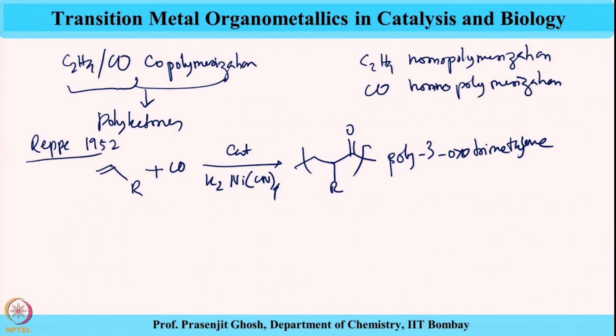The first breakthrough was, however, reported by Drent more than 30 years later, in 1996, when using a catalyst he could polymerize ethylene and CO using a phosphine based catalyst.